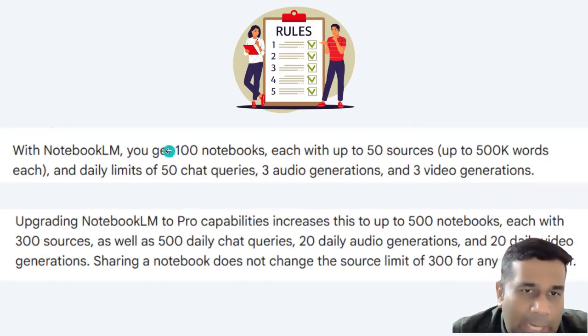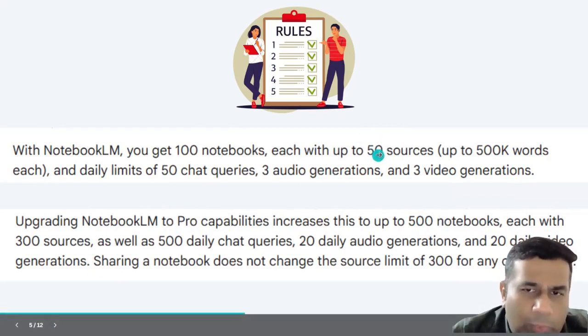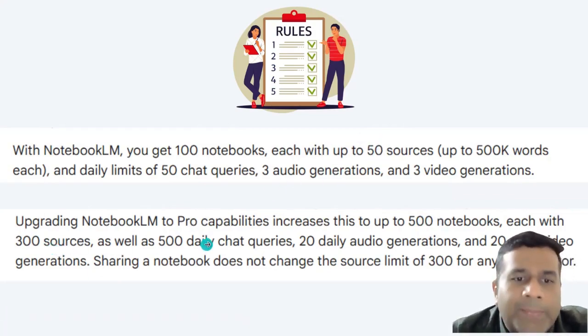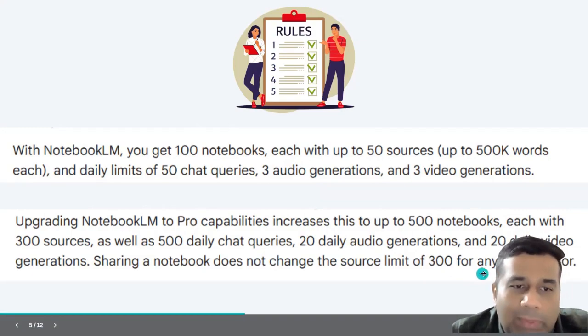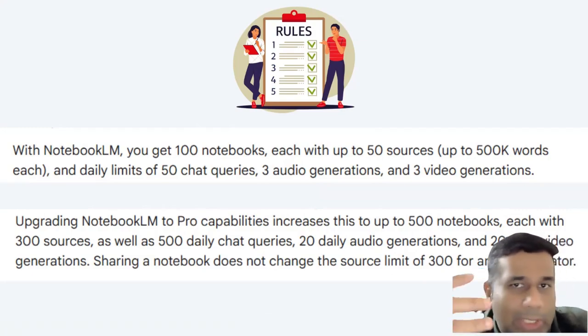And instead of 100 notebooks, it becomes 500. Each notebook's sources go from 50 to 300 sources. Chats also become 10 times, so instead of 50, it's 500. Audio and video generation goes up about 6 to 7 times: 3 audio generations become 20, 3 videos become 20 videos, and so on. The source limit goes to 300. So that's a really cool feature if you are upgrading.